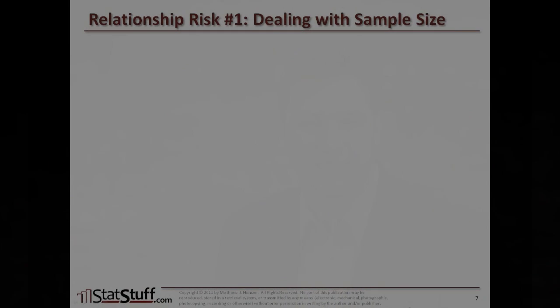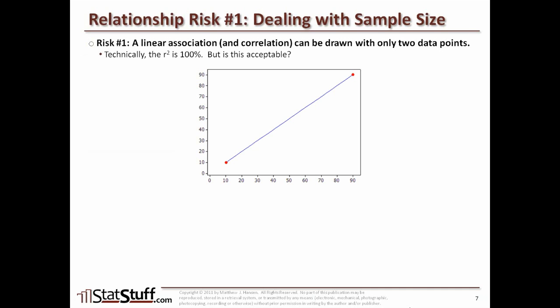There are a couple critical risks associated with relationship type of tests. Let's start with the first one that deals with the sample size that you're analyzing. One of the first big risks that we need to consider is about dealing with the sample size. Remember, we can draw a linear association or correlation when we just have 2 data points. All it takes is 2 data points to draw a line. So we could technically have something like this as our value that we're comparing for the correlation coefficient. In this example, the R squared or the R value is going to be 100%. But is this really acceptable to even have it like that? Well, obviously it wouldn't be.